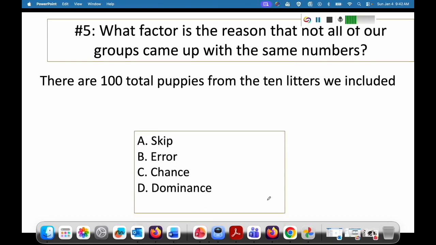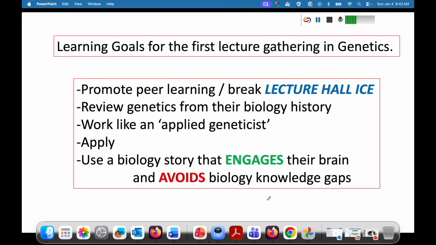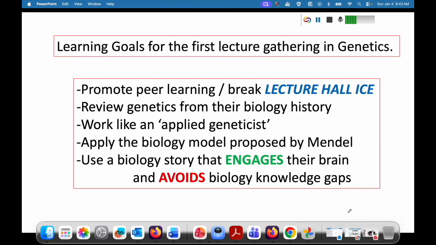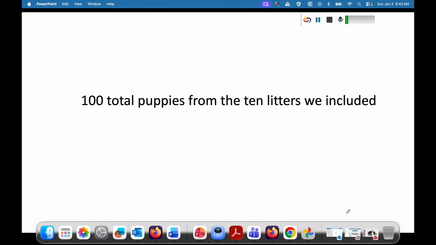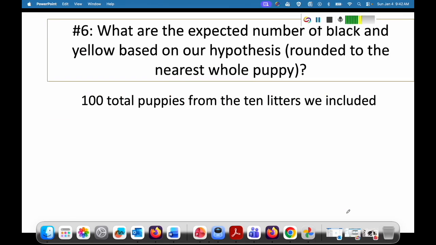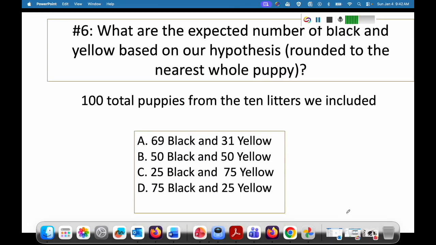although they're collecting the same data on the same families, they don't all get the same numbers. Okay, so I want them to work like an applied geneticist in gathering the data, and then I want them to apply this model based on the discoveries of Mendel to analyze the results of their data gathering. They're working like a geneticist, okay? And so they can come up with the expected numbers based on their hypothesis.